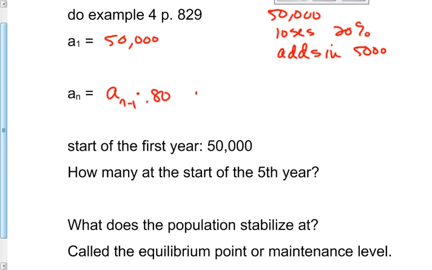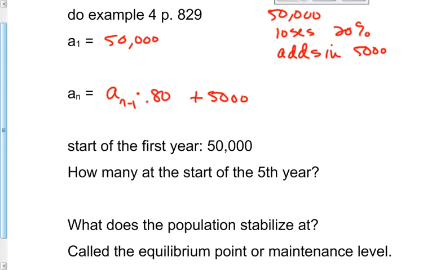After that, I can add in or subtract out whatever I need to. They say that we add in 5,000 every time. So I'm going to do a plus 5,000. So this recursive equation actually has 2 pieces. Obviously, we have the first number, a sub 1 equals 50,000. And then the second part, a sub n equals previous answer times 0.8 and then plus 5,000.